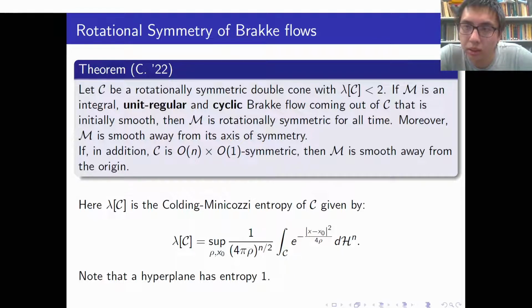Sorry, one thing I didn't mention is that this factor here, 1/(4 pi rho) to the n over 2, is just so that the hyperplane has entropy 1. Okay, and some remarks are in order.